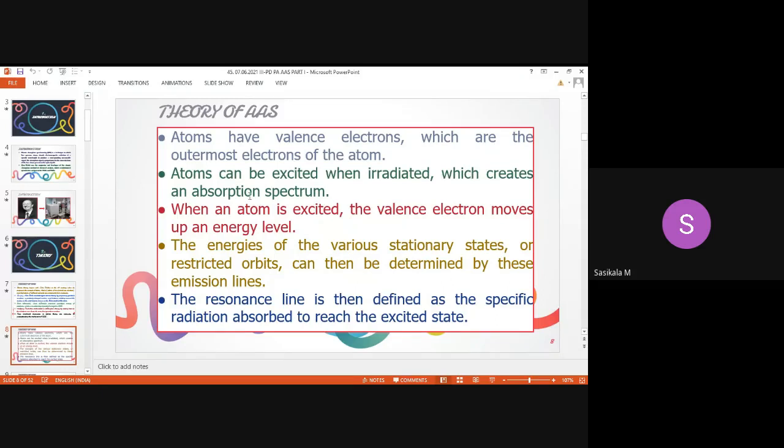This creates an absorption spectrum. How much energy is required to excite the atoms reveals what type of atoms are present in the sample, and that is studied by the absorption spectrum. So when an atom is excited, the valence electrons move up an energy level.